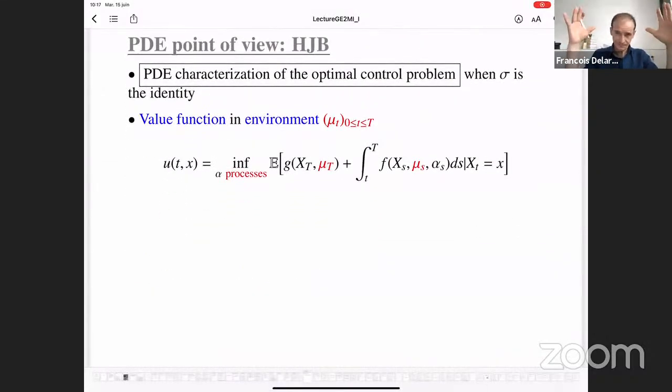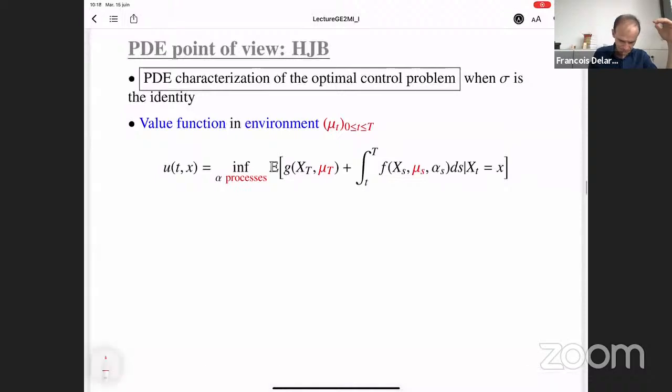I told you that when the environment is fixed, then you have to associate with the optimal control problem a value function. And this value function just describes the optimal cost to a given player in the population when this player starts from state small x, at initial time t. And the environment is completely frozen.